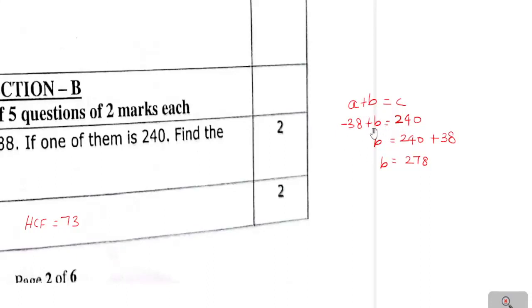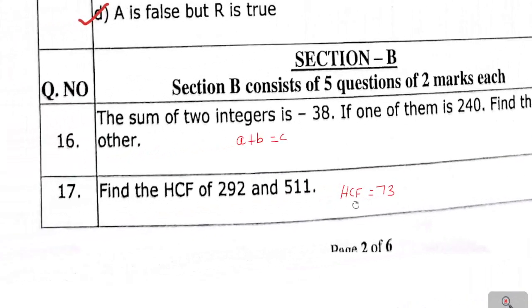So to find b, I am going to write b on the left hand side. On the right hand side of the equal sign is the 240. So I am going to take this 38 to the right side. When I shift the 38 to the right side, the sign becomes opposite. So minus 38 becomes plus 38. So b equal to 278. This is the result. And find the HCF of 292 and 511.